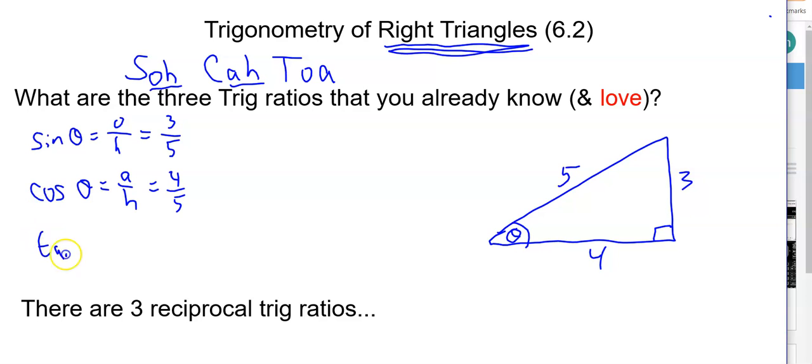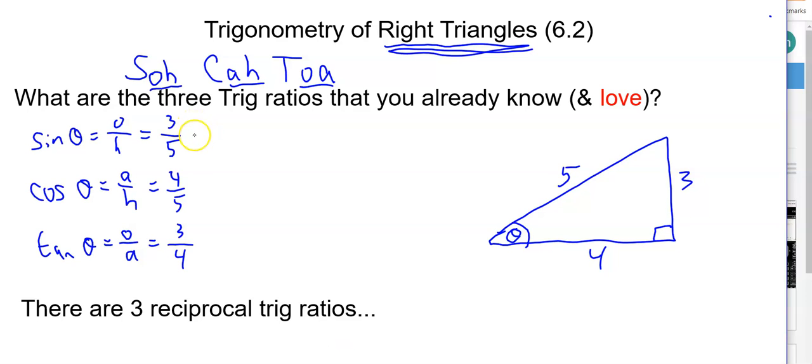Tangent is the next one. And that, of course, relates to the TOA there, which is opposite over adjacent. In this case, the opposite side is 3, opposite to the angle. And then the adjacent side is 4, the one next to it, but not the hypotenuse. So the tangent of theta is the ratio of 3 to 4. If you were just told that the ratio of the sides is 3 to 4, it might be 6 and 8, might be 9 and 12, but the ratio is a 3 to 4 ratio.